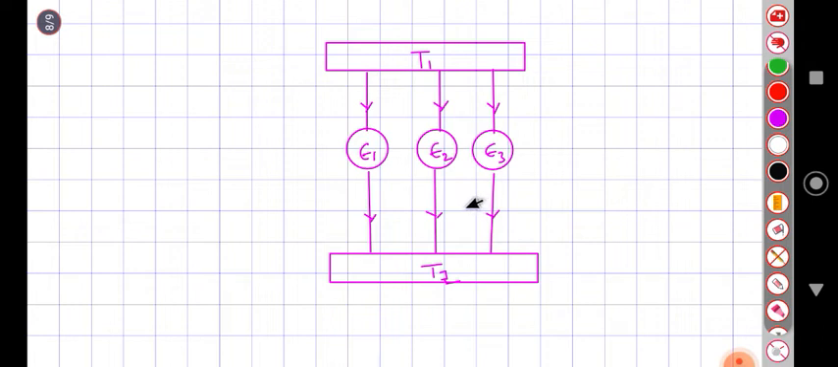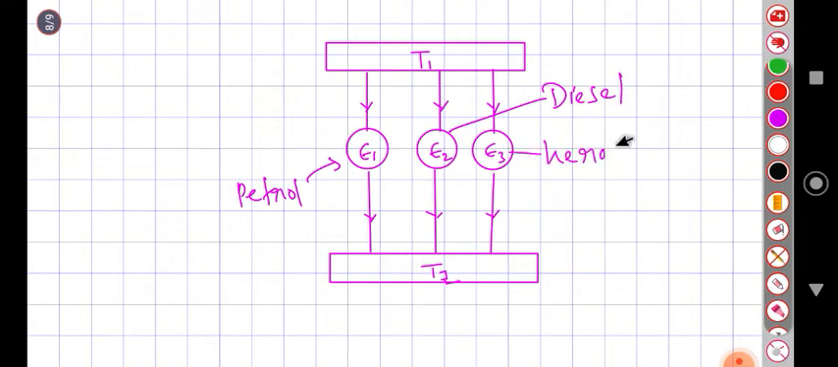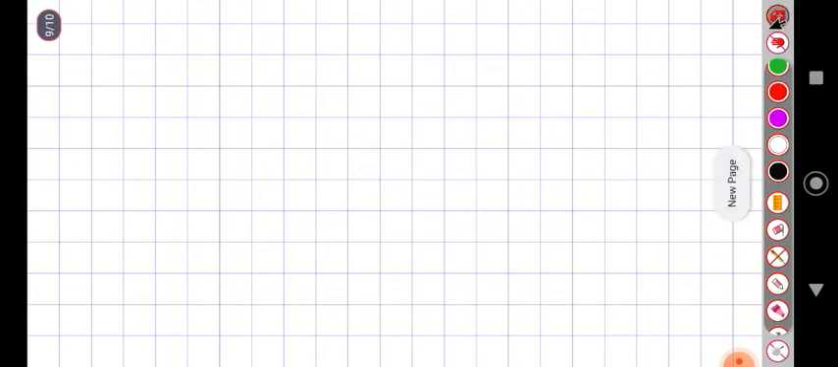Now efficiency. I use different fluids for these engines. Suppose I use petrol for this engine, diesel for this one, and kerosene for this. If I change the working fluid in the engine, is there a change in the efficiency? No, not at all. The efficiency of the Carnot cycle is independent of the working fluid.